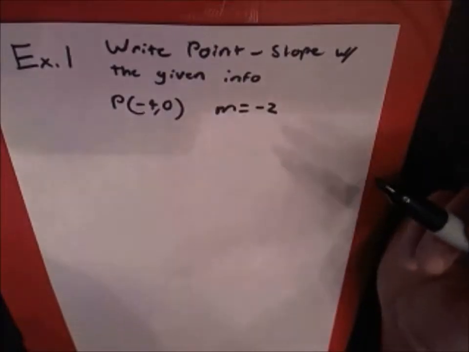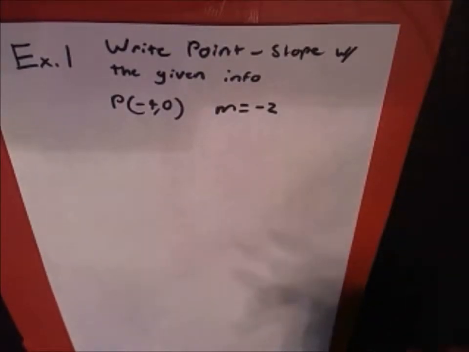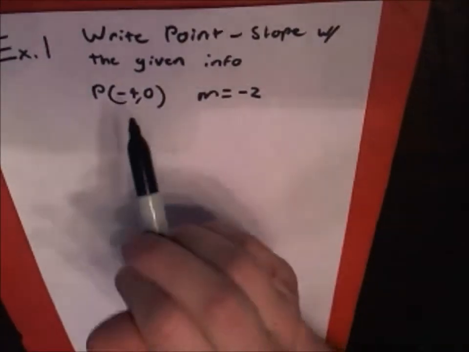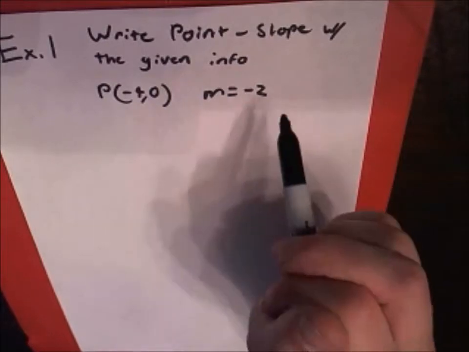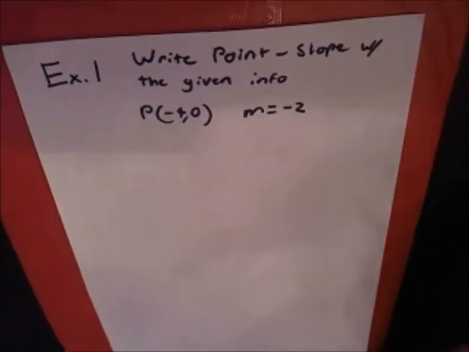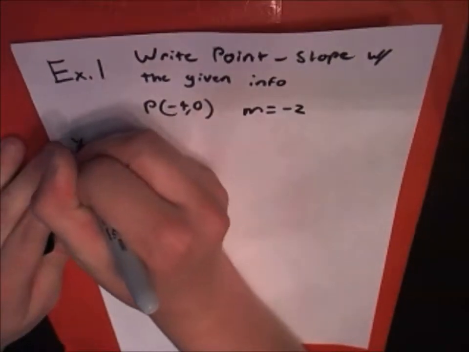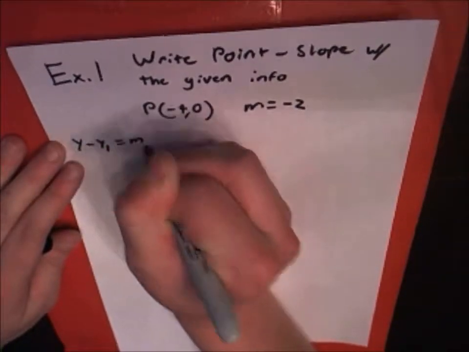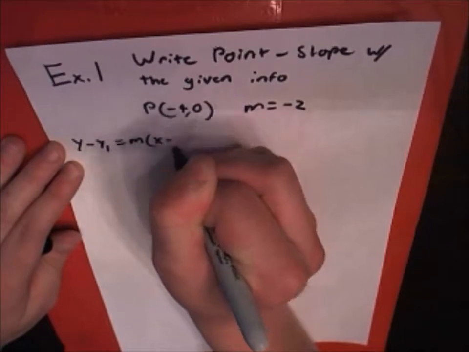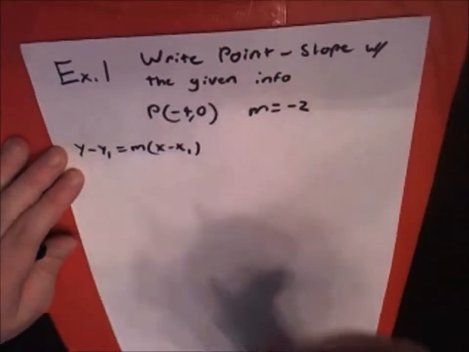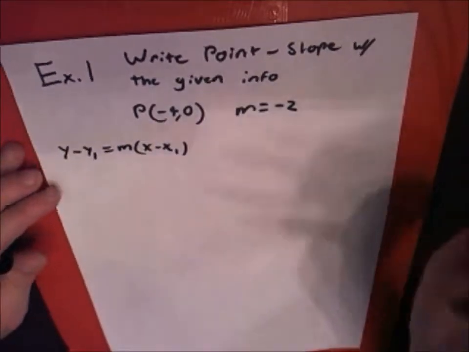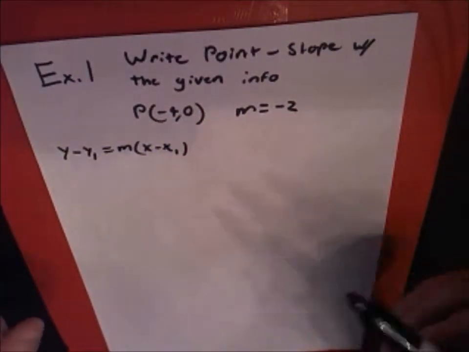Alright, for our first example, we have a very simple example here. So, write the point slope with the given info. Now, of course, we know the point slope formula is y minus y1 equals m times x minus x1. Now, we see they gave us the m, which is our slope, and a point. So all we have to do is plug them in.